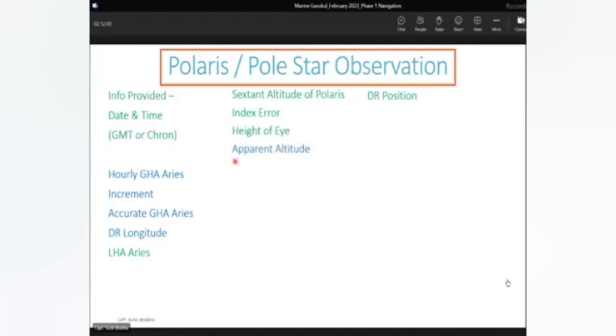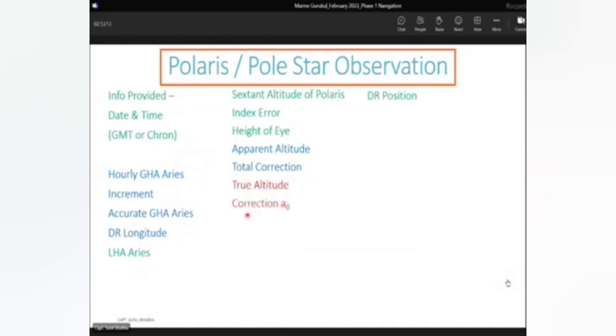Now, next step, we apply the corrections to the sextant altitude of Polaris. Index error is applied. If it is off, we put it on, means plus, and if it is on, we put it off, means minus. The height of eye gives us the dip correction, and dip correction is always negative. Once we apply the index error and the dip correction, we get the apparent altitude of Polaris. To this apparent altitude, we apply the total correction, and that gives us the true altitude of Polaris.